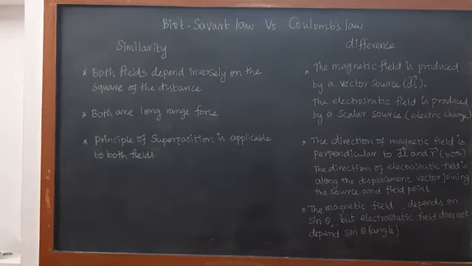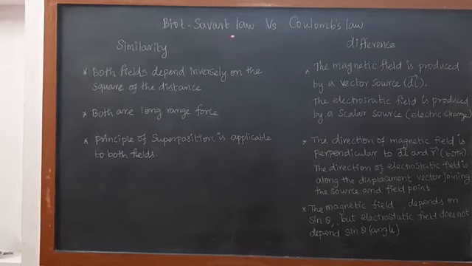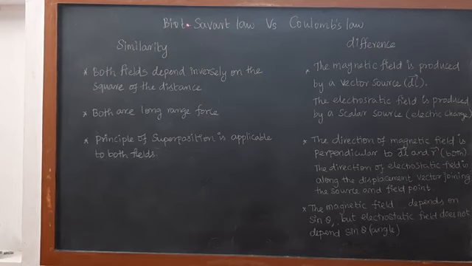And next, we are going to compare both Biot-Savart law and Coulomb's law. Coulomb's law is about the electrostatic field and Biot-Savart law is about the magnetic field. This is also one difference we can write. But anyway, we are going to see some similarities and some differences between Biot-Savart law and Coulomb's law. So what are the similarities first?